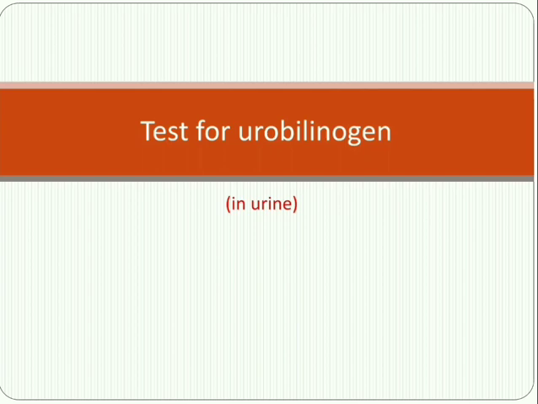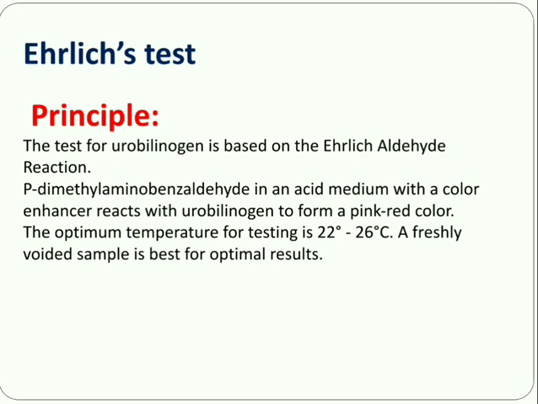Now we will learn about the test for urobilinogen present in the urine sample. For this we do the Ehrlich test. Principle of Ehrlich test: the test for urobilinogen is based on the Ehrlich aldehyde reaction. Para-dimethylaminobenzaldehyde in an acid medium with a color enhancer reacts with urobilinogen to form a pink color.